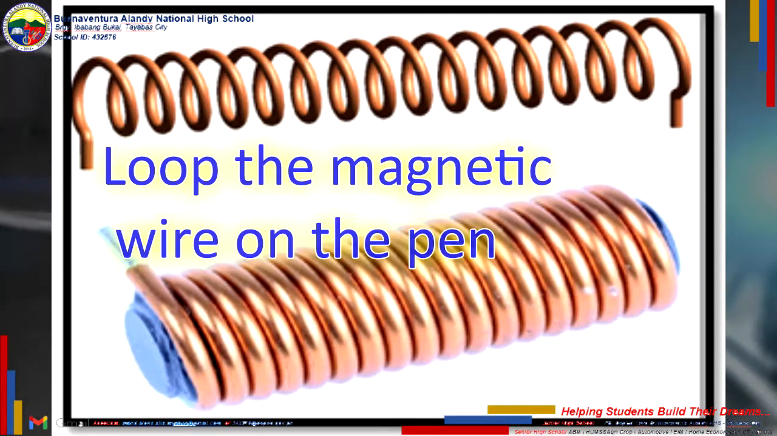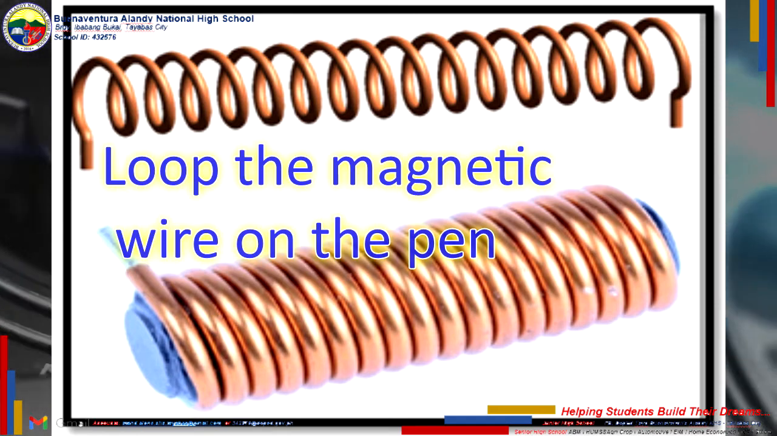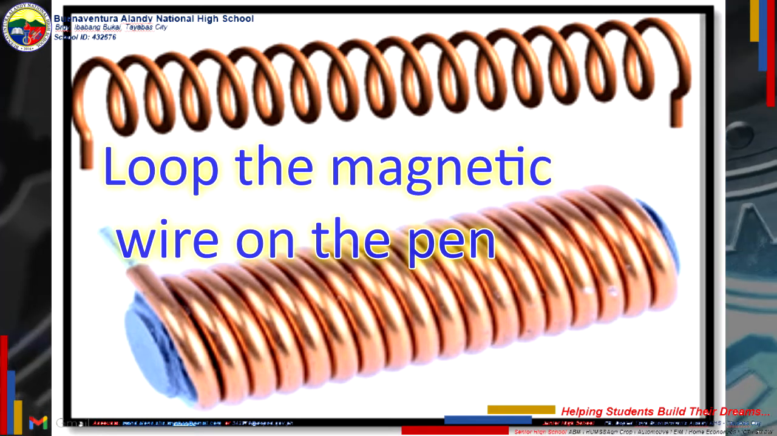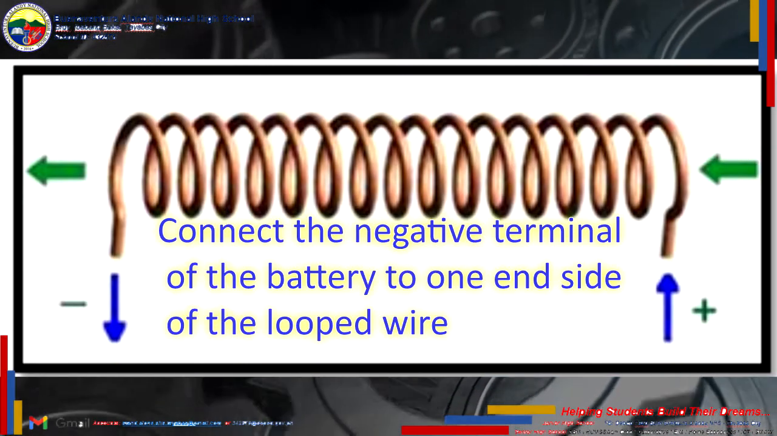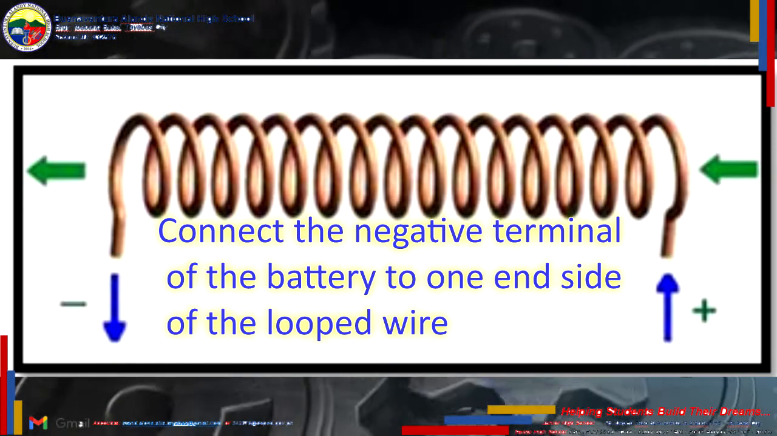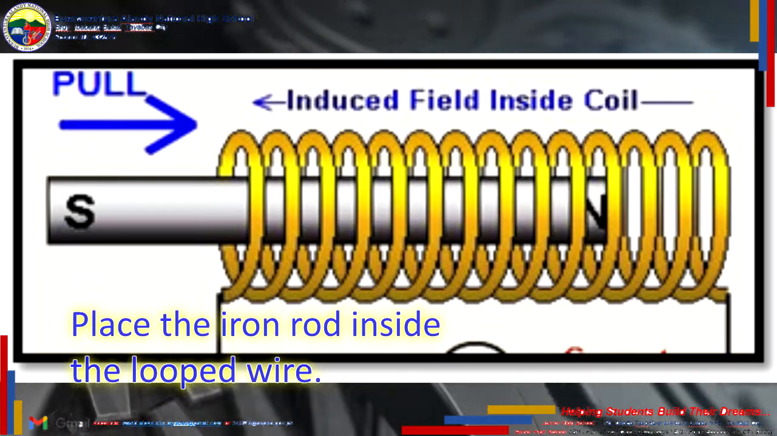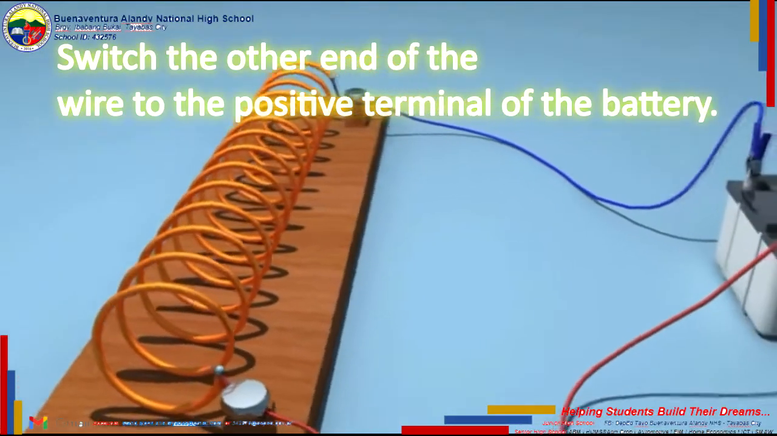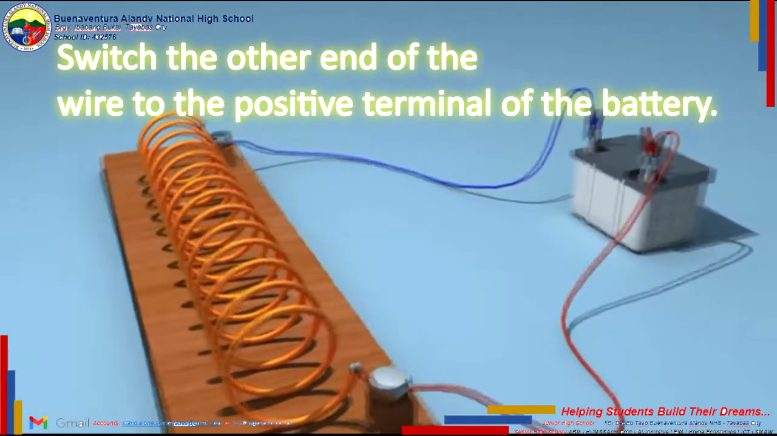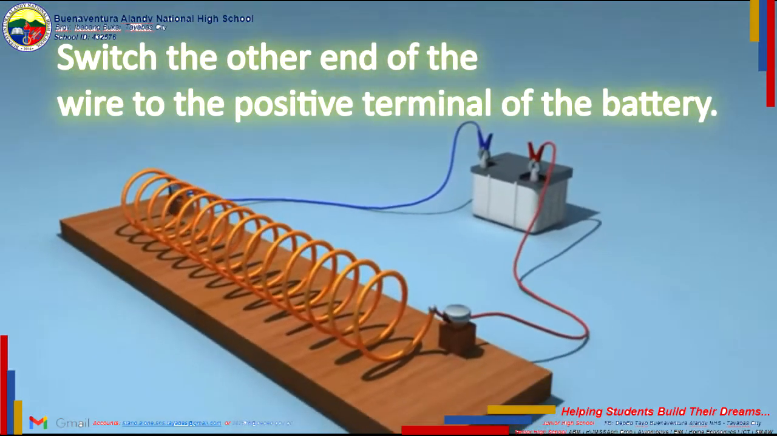Step 1. Loop the magnetic wire on the pen. Connect the negative terminal of the battery to one end of the loop wire. Place the iron rod inside the loop wire. Next step. Connect the other end of the wire to the positive terminal of the battery.